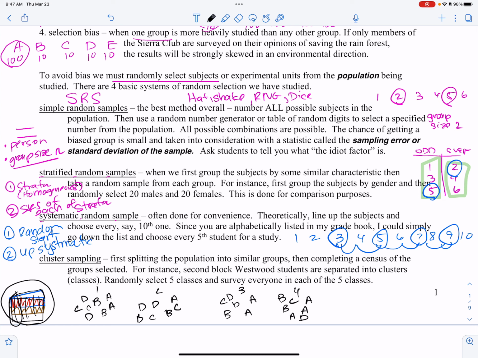So for cluster sampling, the first step you're going to do is an SRS, a simple random sample, to choose the cluster. And I should have put, sorry, that's really step 2, because the first step is that we're going to put them into clusters.